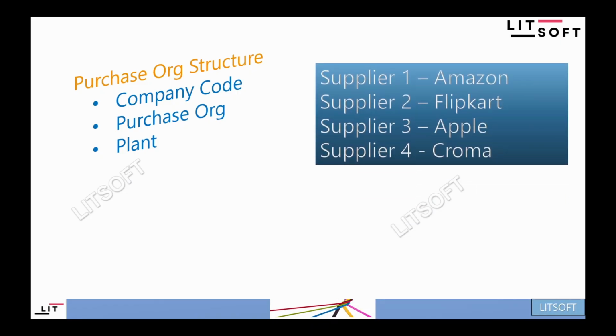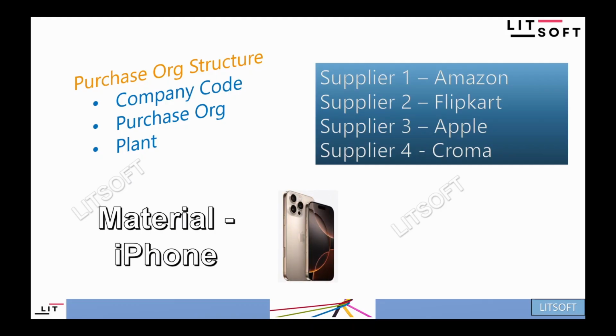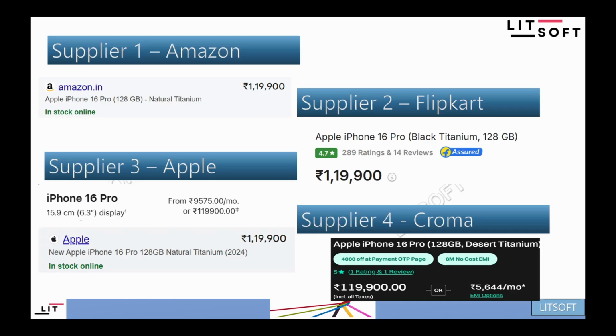In this one, I have identified a couple of suppliers. I want to buy iPhone 16 Pro, and explored with Amazon, Flipkart, Apple, and Chroma. So these are my suppliers. I would like to purchase from one of them, wherever I will get the best deal. This is the material iPhone, and this is the information about supplier 1, Amazon. If you see, 128 GB 16 Pro, natural titanium.